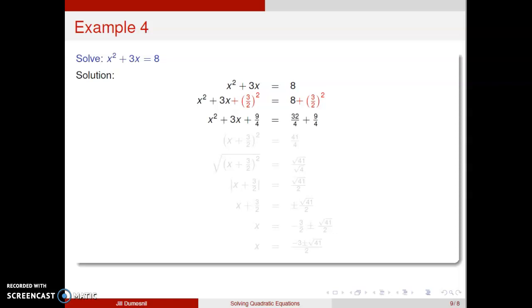The left-hand side of the equation is now a perfect square trinomial. That's what completing the square does. And we need common denominators to add the fractions on the right-hand side of the equation. We get the perfect square x plus 3 over 2 quantity squared equaling 41 over 4. Again, notice that 3/2 is half the coefficient of x before it was squared.